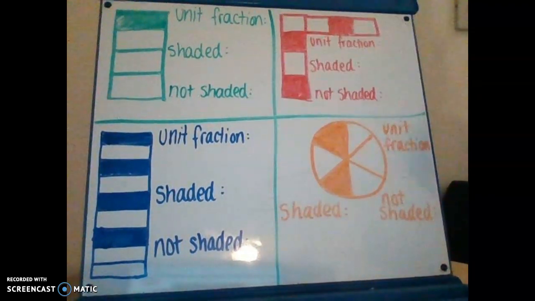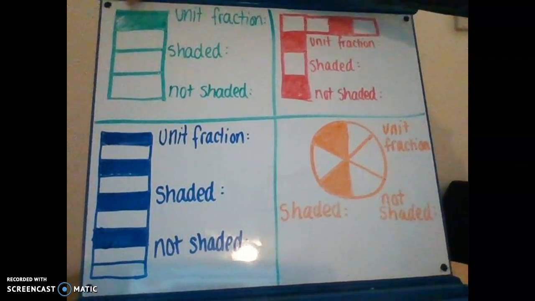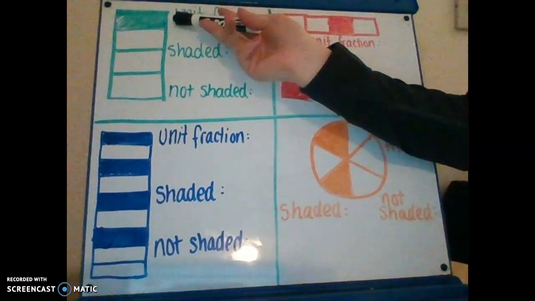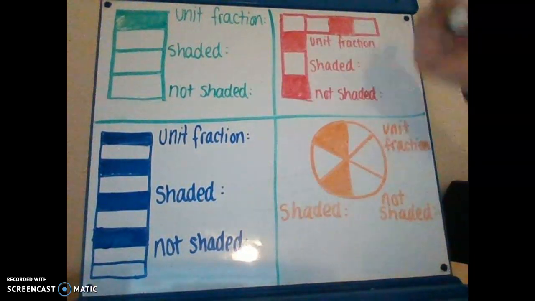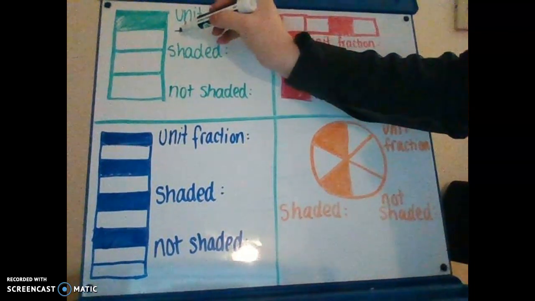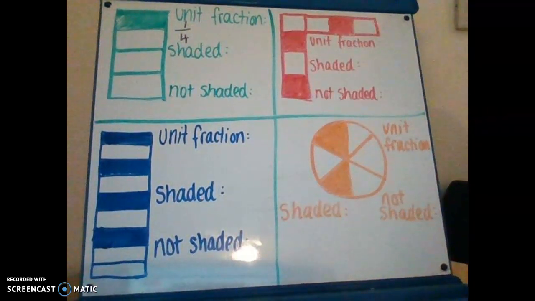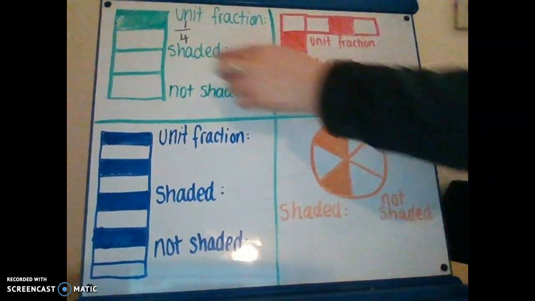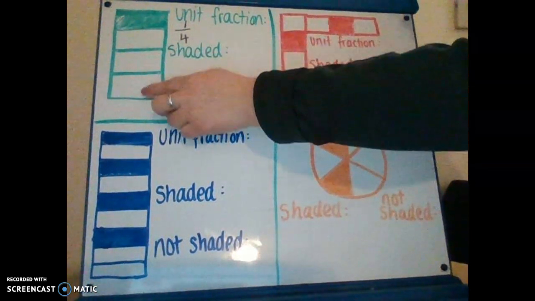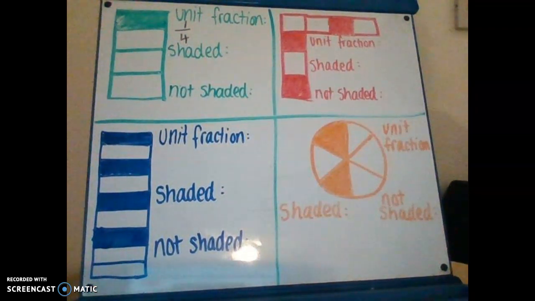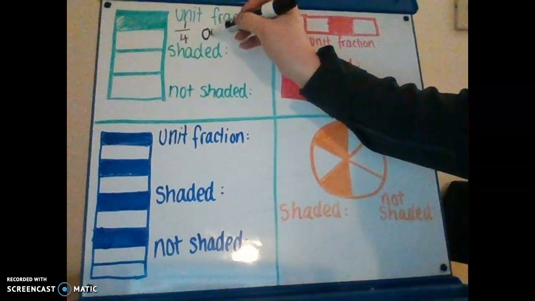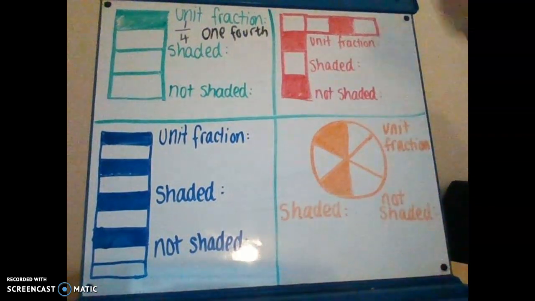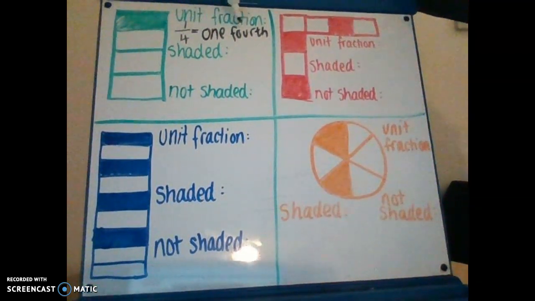I'm going to start right up here in the green. This rectangle here is split up into 1, 2, 3, 4 equal parts. So the unit fraction is 1/4. One part of these is worth 1/4. This is a fourth, this is 1/4, and this is 1/4. So our unit fraction is 1/4. That can also be written like this, 1/4. They're the same.